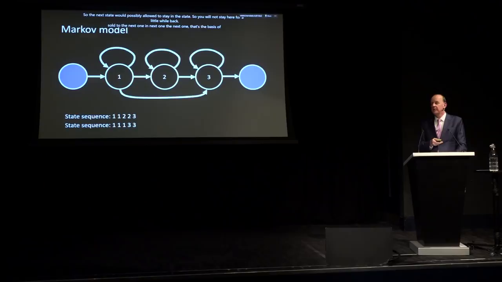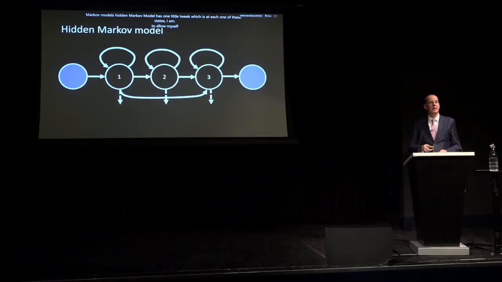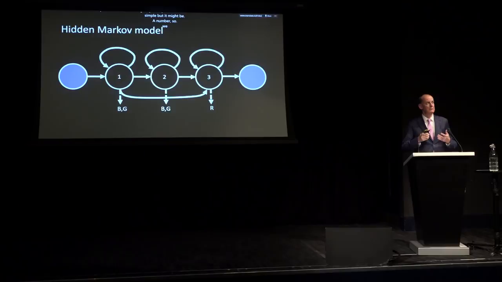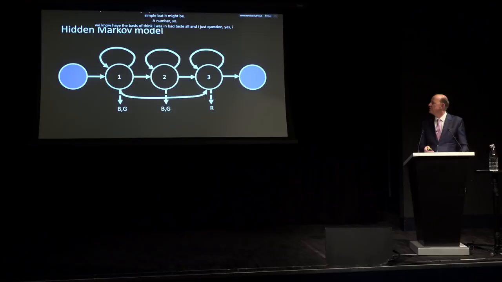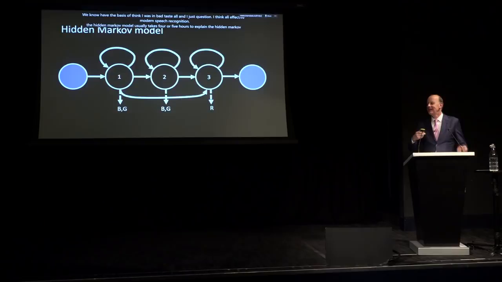Okay, well, we need one little tweak, I think, to make it really work for us, and that is called the hidden Markov model. So the hidden Markov model has one little tweak, which is at each one of these states, I am going to allow myself to emit something. Maybe a symbol, as in this case, because it's easier to visualize, but it might be a number. So we now have the basis of, I think I was about to say all, and I just questioned, yes, I think all effective modern speech recognition. It's the hidden Markov model. It usually takes 4 or 5 hours to explain the hidden Markov model to people in great detail, so well done for comprehending that in a few seconds.